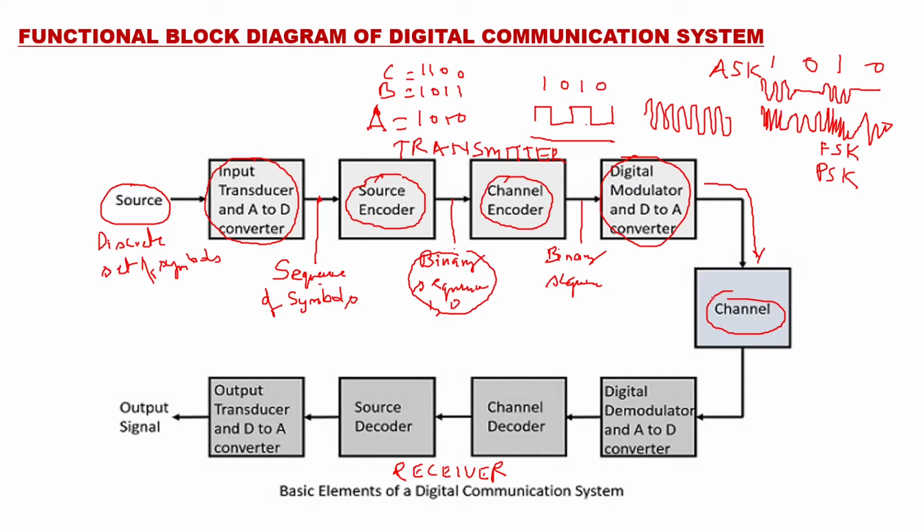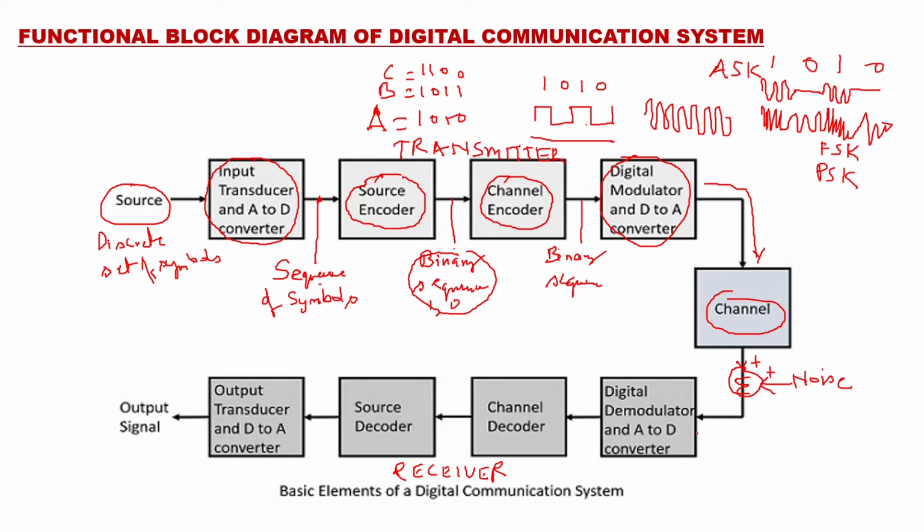Here you can see the addition of noise. Noise can be added when the signal is traveling through the channel. So this will be the input, plus noise, and then it will go to the receiver.